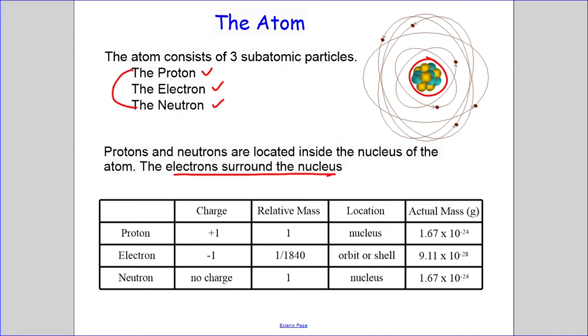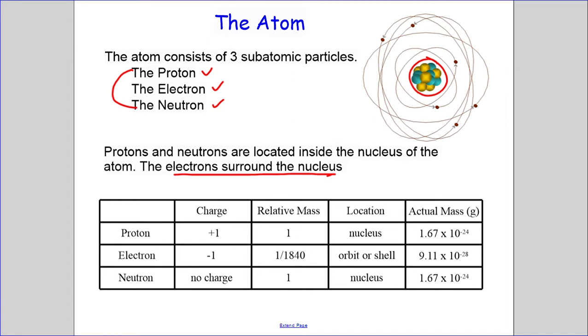The relative mass of our proton and neutron are both 1, and then with our electron, you can get a sense of how light it actually is. If the proton and neutron have a relative mass of 1, that means your electron has a relative mass of 1/1840th. So it's teeny tiny. You can see the next one has location: nucleus for proton and neutron, and its orbit or shell for the electron.